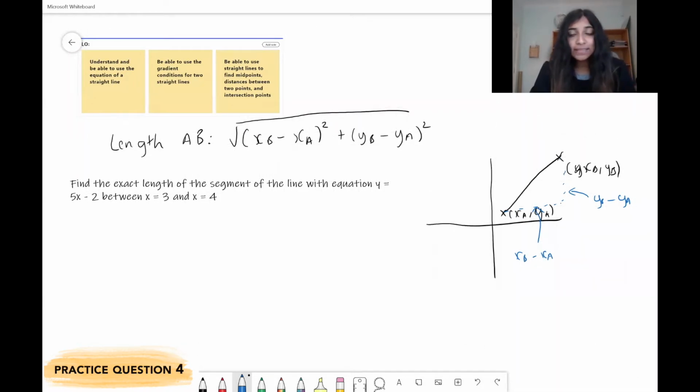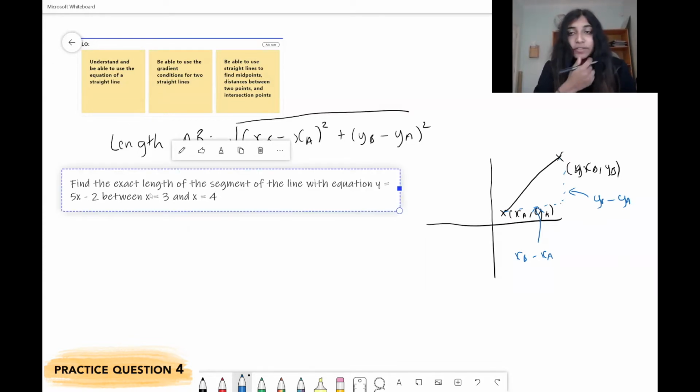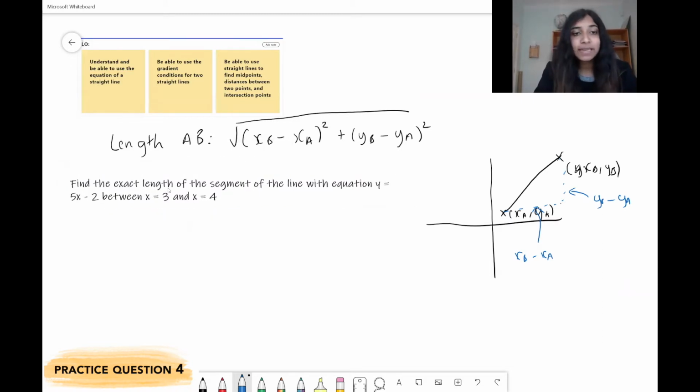So we can try this out with this example question here. Again, feel free to pause the video and try it out for yourself. You want to find the exact length of the segment of the line with equation y equals 5x minus 2 between x equals 3 and x equals 4. To do that, we only have the x coordinates, so we want to find the y coordinates. We just plug in x equals 3 into the equation.